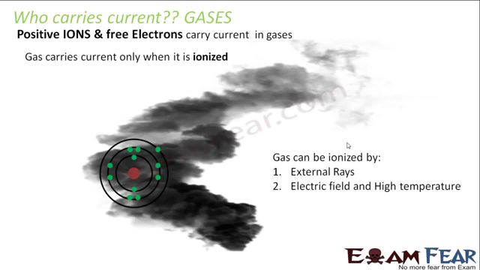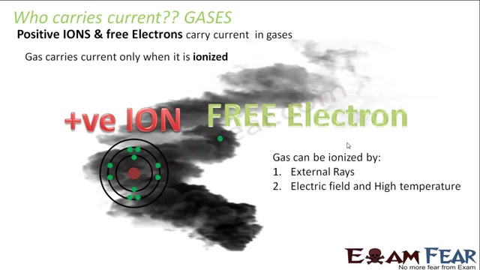So in case of gas, what happens? Let us suppose you take some molecule which has one electron in its outermost shell. When it is ionized, what happens? This electron is lost. So what happens when this electron is lost? When this atom lost one electron, it became a positive ion, and this electron which is lost then acts as a free electron. So this free electron and this positive ion carry current in gases.